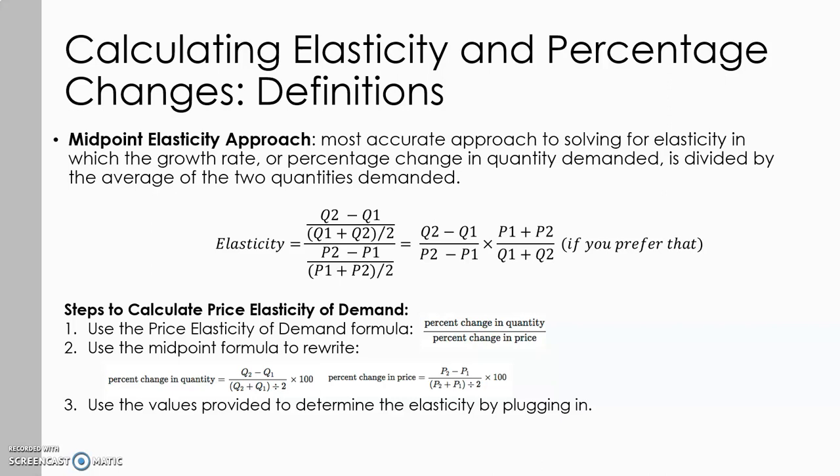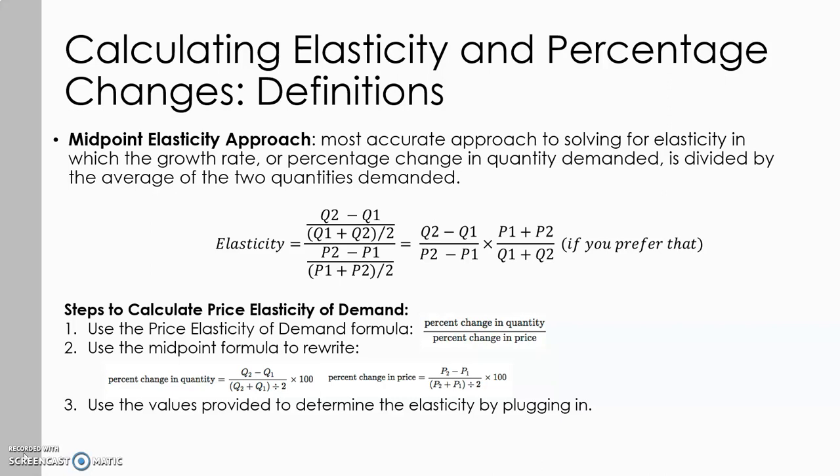This is handy for complicated mathematical reasons that mainly involve making sure that we get the same elasticity whether we start at the lower price and raise it, or start at the higher price and decrease it. There are basically 3 steps to calculating an elasticity. 1. Recall the formula. Percent change in quantity divided by percent change in price.